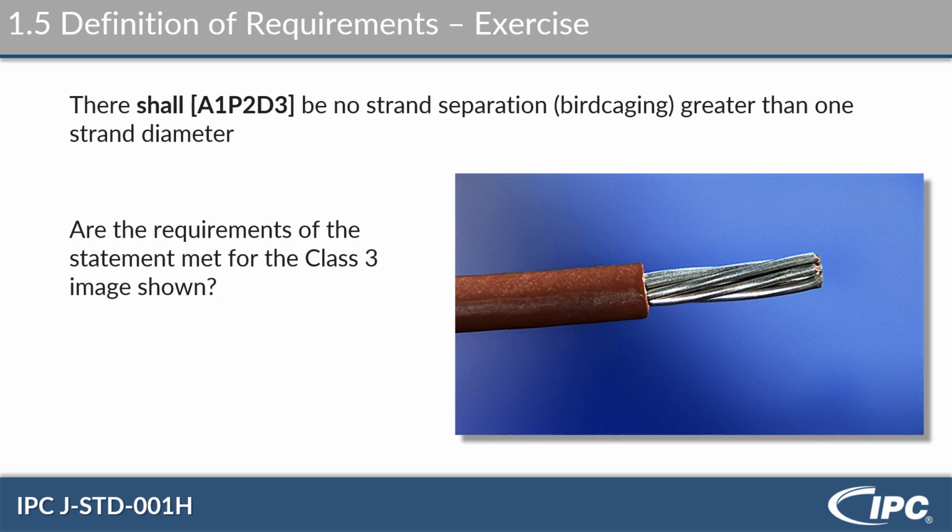Now right here, there shall be no strand separation greater than 1 strand diameter. Are the requirements met for class 3? Yes, because there is a slight bit of strand separation right here between these two little hairs of wire, but it's less than 1 strand diameter. It's only slightly apart. It's not a full strand worth. So that's also acceptable.